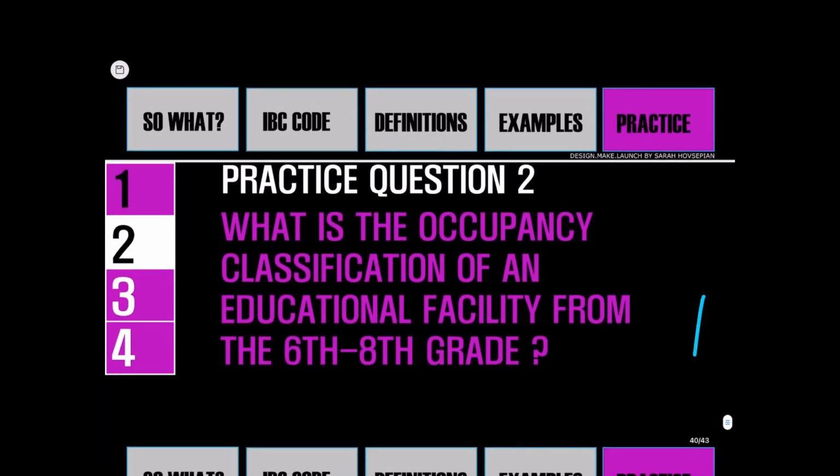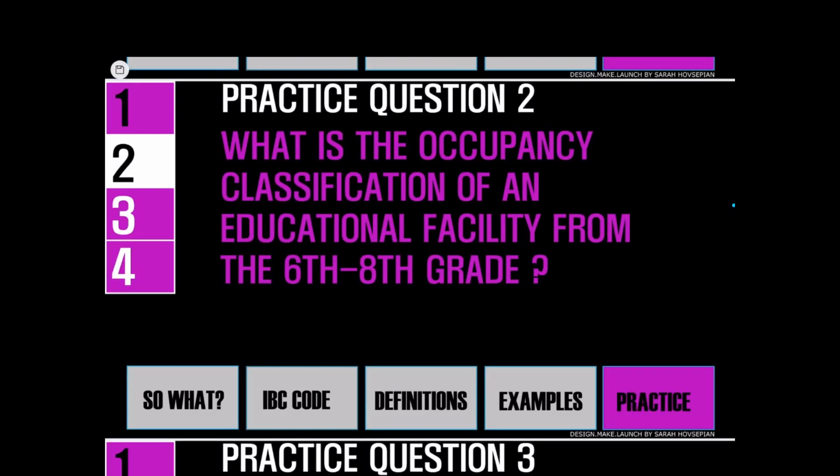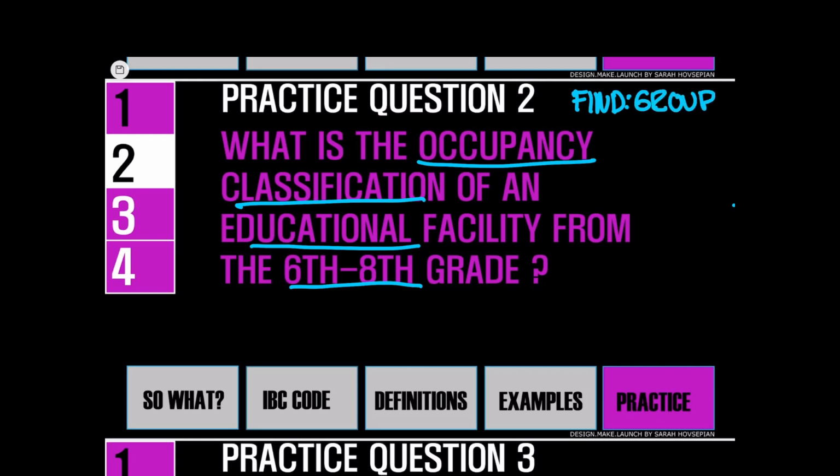Let's move on to our practice question 2. What is the occupancy classification of an educational facility from the 6th to the 8th grade? Okay, so let's read that again. What is the occupancy classification of an educational facility from the 6th to the 8th grade? So we need to find a group, again, an occupancy group. So I'm just going to write that here. And it's already giving us a hint. It's saying educational, 6th to the 8th grade, but we want to double make sure because depending on what grade this facility is, it can either be classified as a group E or a group B. So let's just go and double check in the code.